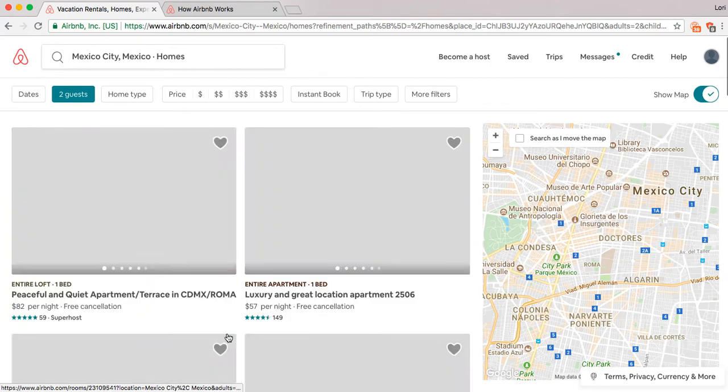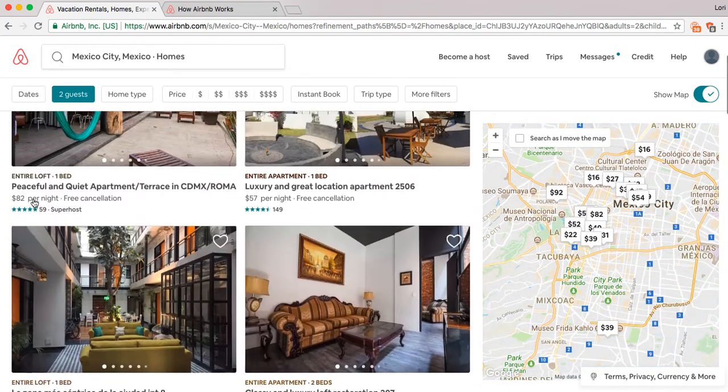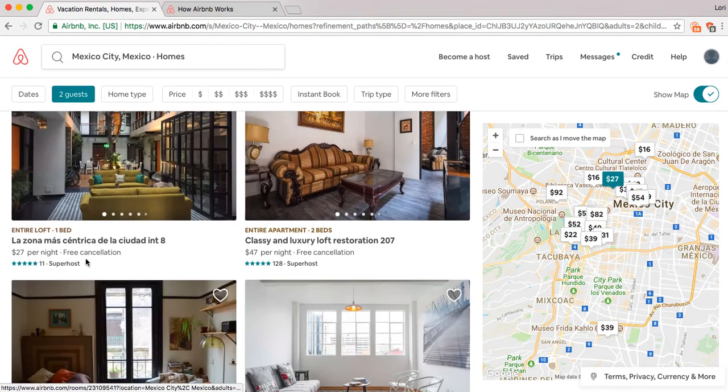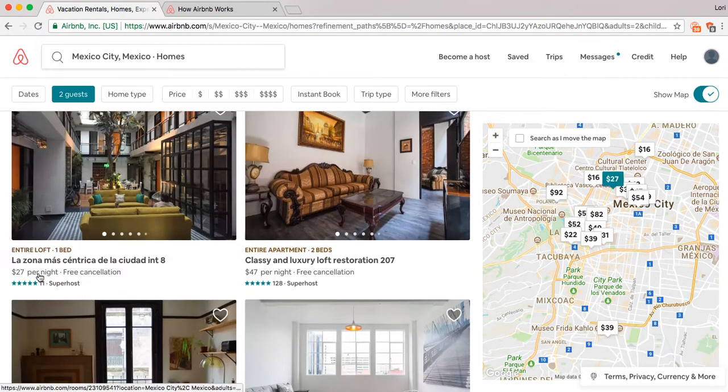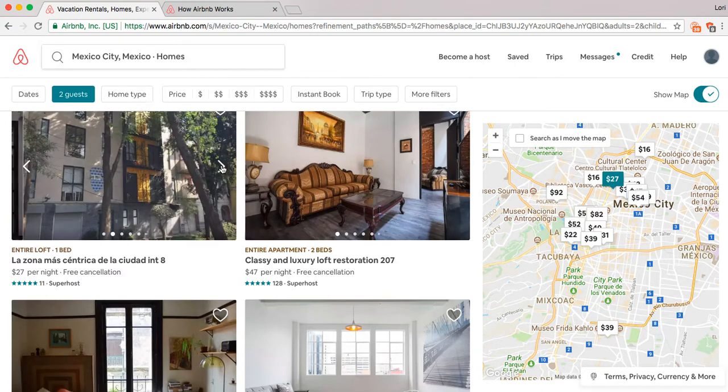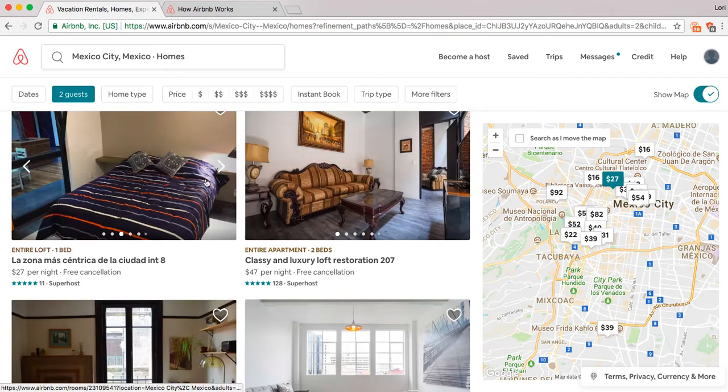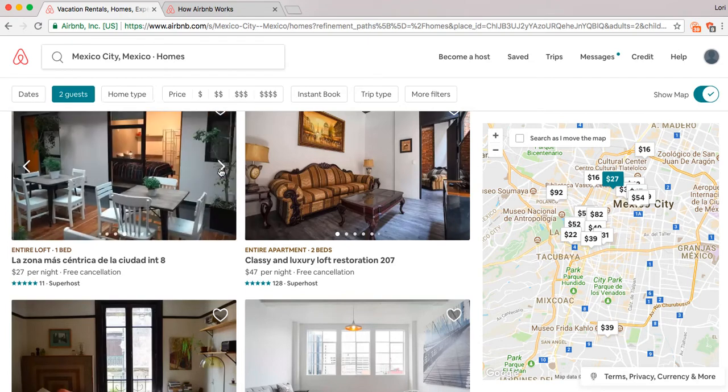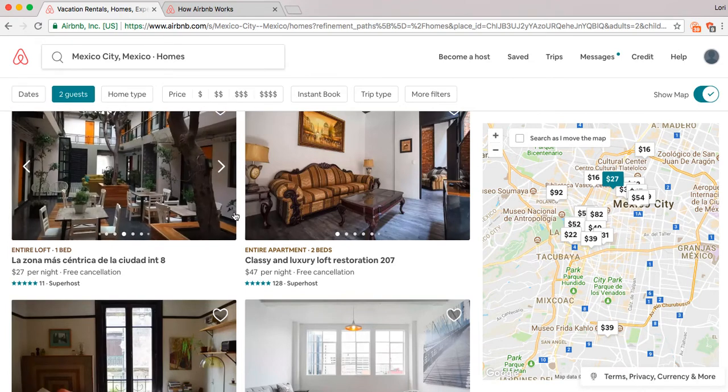So I'm going to show the example again. Look at this one. Here you can see the amount of reviews it has: 59 reviews, 149 reviews, 11 reviews. So $27 per night at a really great location, an entire loft. Think about it, $27 a night to stay abroad in a different country. Way cheaper than a hotel. So that's my first advice to you.